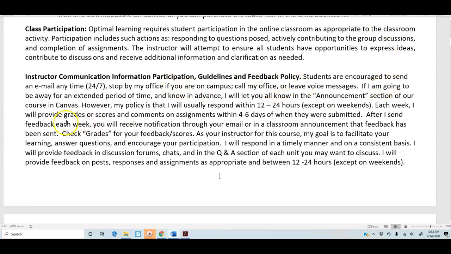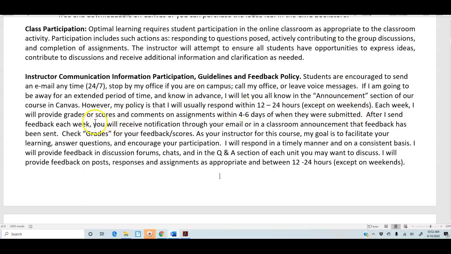Students are encouraged to send an email anytime 24/7, stop by my office if you are on campus, call my office, or leave voicemail messages. If I'm going to be away for an extended period of time and know in advance, I will let you all know in the announcement section of our course in Canvas. However, my policy is that I will usually respond within 12 to 24 hours except on weekends.